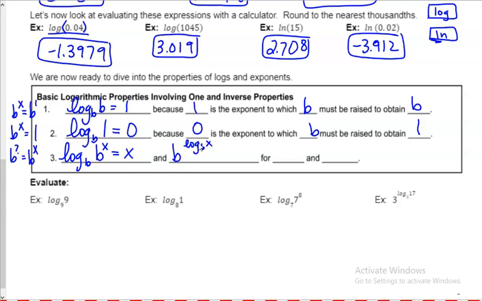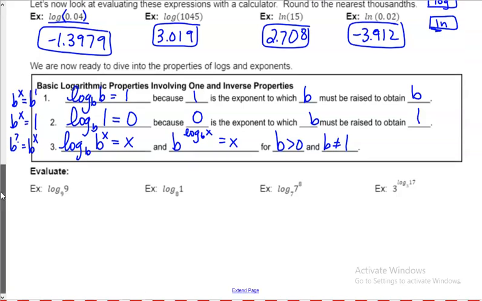Again, these undo each other, so I can cancel those things out, leaving me with just an x value there. Now, this is for when b is greater than 0 and b is not equal to 1. So again, those conditions hold true, just like what we had in our previous part at the very beginning of this section in the definition. All right, so let's try this.